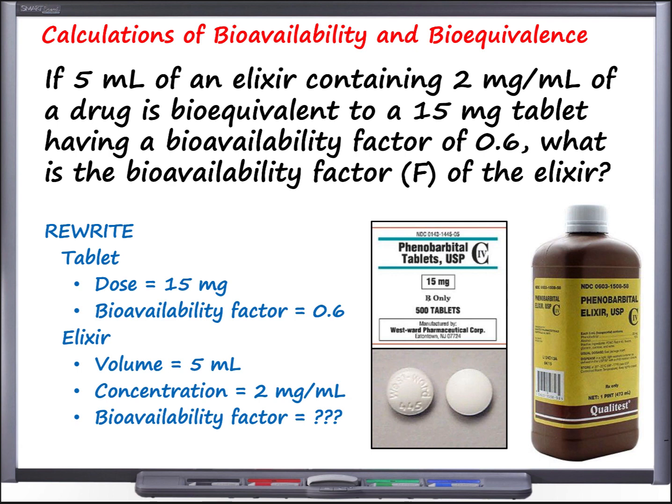The question says, if 5 milliliters of an elixir containing 2 milligrams per milliliter of a drug, in this case phenobarbital, is bioequivalent to a 15 milligram tablet having a bioavailability factor of 0.6, what is the bioavailability factor of the elixir? Okay, and remember we said bioequivalent means it's the same thing. So we're trying to say the 15 milligram dose of the tablet would be the same as the 5 milliliters of the 2 milligrams per mil dose of the phenobarbital elixir.